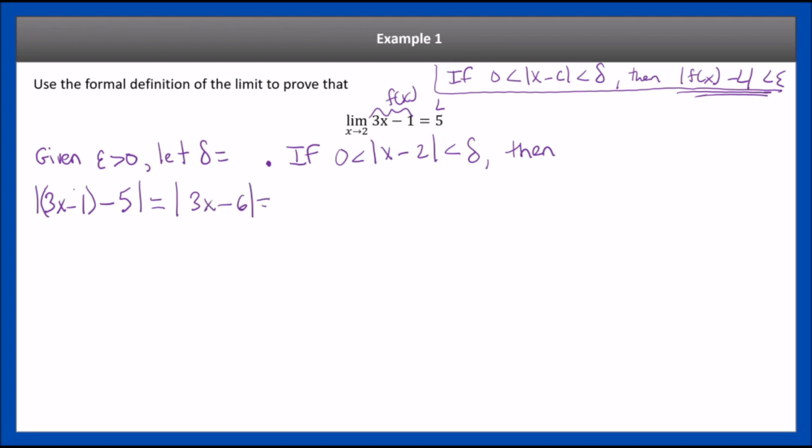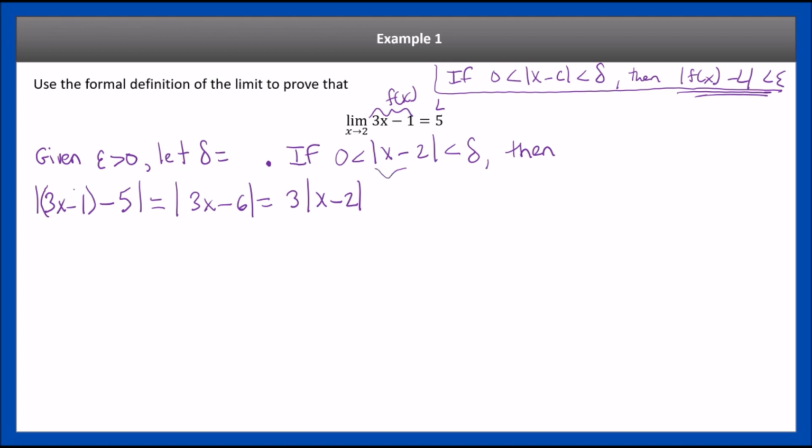Next I'm going to pull out the 3. If we pull the 3 out of the absolute value, it's just going to be 3. So we have 3 times the absolute value of x minus 2. Before I continue, we now matched up with x minus 2 here in this inequality. Remember this is our supposition. We're supposing that this is true, so we can use it in our proof.